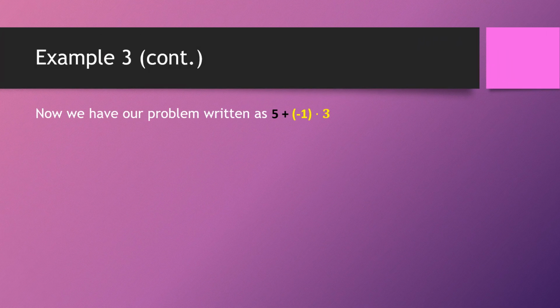Now we have our problem written as 5 plus (minus 1) times 3. At this point, it is intuitive to just simplify 5 plus minus 1 to 4, and then multiply by 3, but that is not really going in the right order. To go in the right order, you start by using the multiplication operator first, then doing any addition and subtraction. So, we have 3 times minus 1 plus 5. 3 times minus 1 equals minus 3, and minus 3 plus 5 equals 2, which is our final answer.